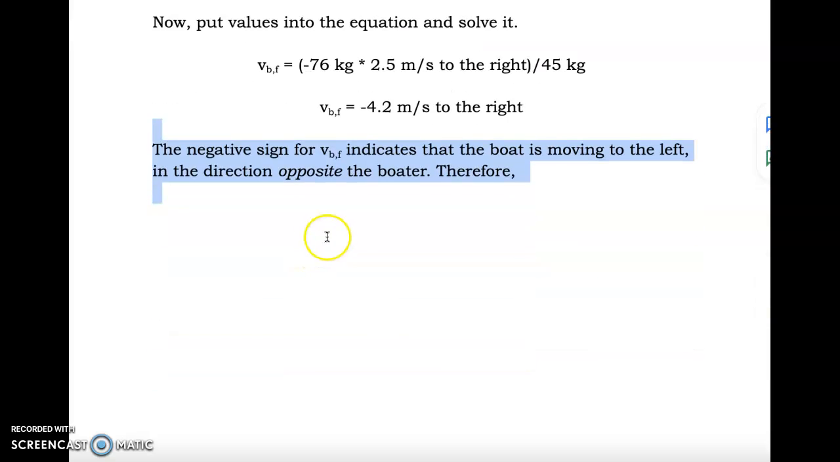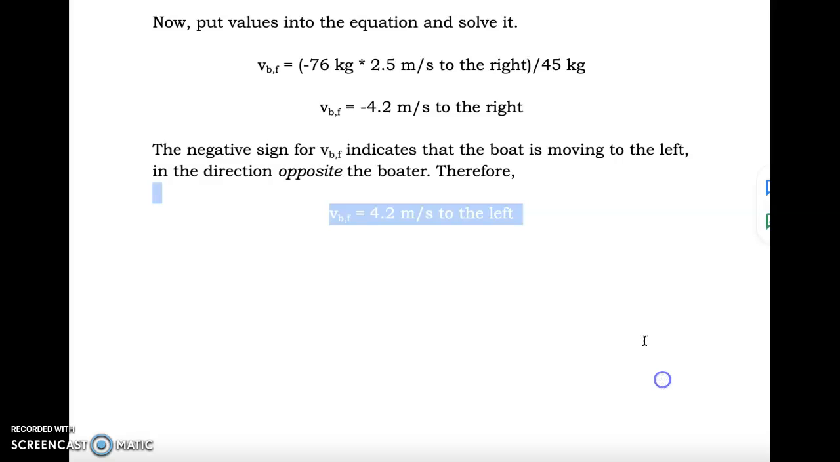The negative sign for the final velocity of the boat indicates that the boat is moving to the left, in the direction opposite the boater. So it's moving negative 4.2 meters per second to the right, or, in a more human way to describe that, just 4.2 meters per second to the left.